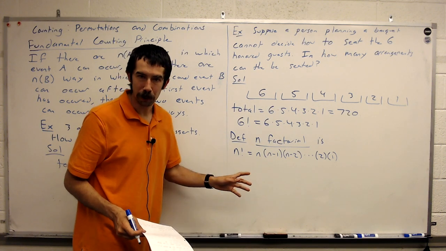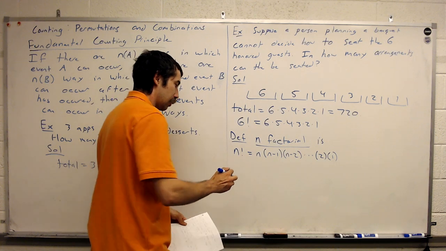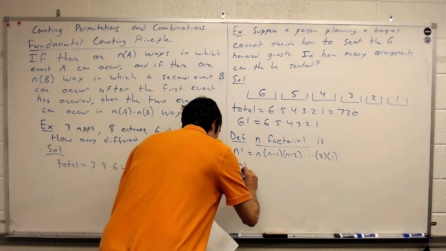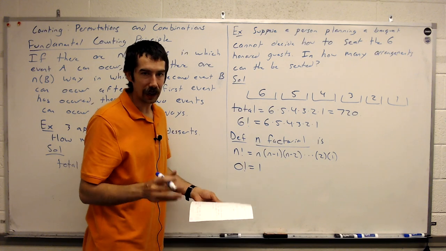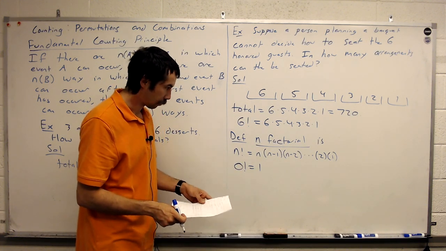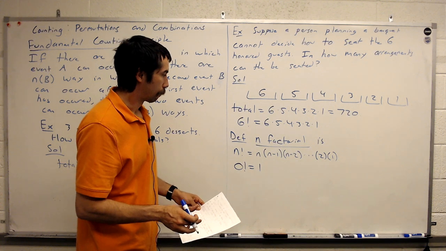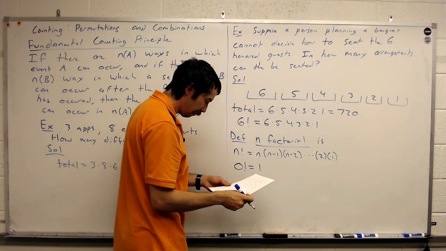1 factorial is just 1. 2 factorial is 2 times 1. You might be wondering, what is 0 factorial? 0 factorial is going to be defined to be 1. It'll just make our lives a little bit easier when we're writing out our formulas. Okay? And so the answer here was 6 factorial.